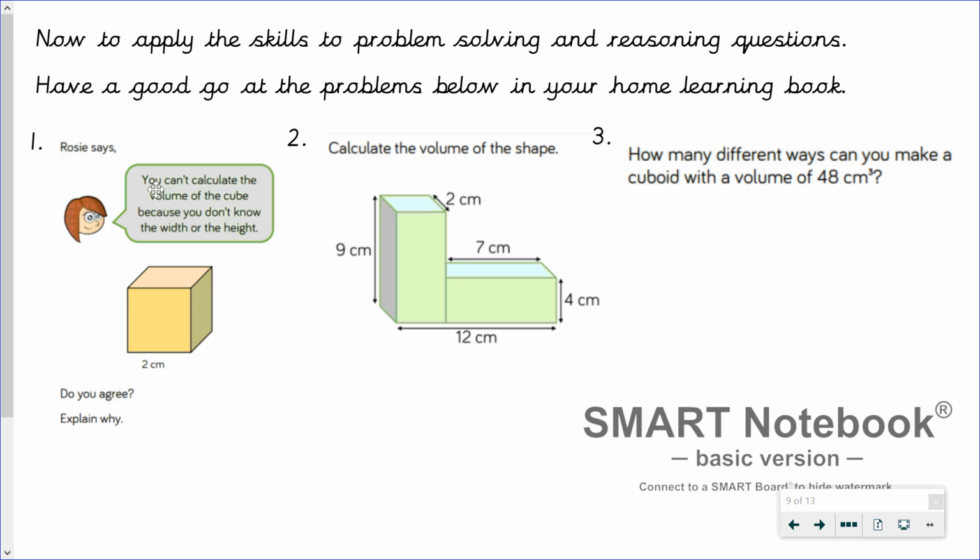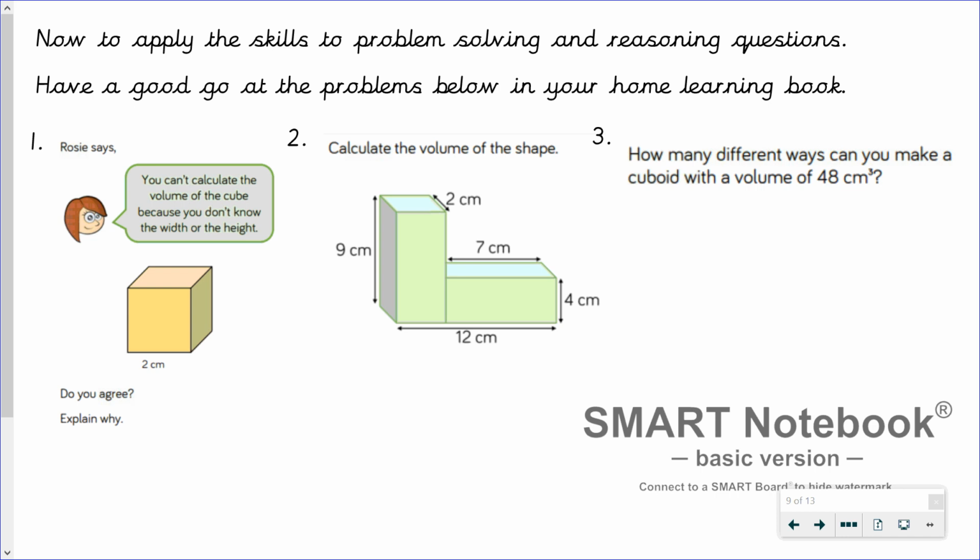So Rosie says you can't calculate the volume of a cube because you don't know the width or the height. Now, what do we know about a cube? So do you agree with her? Calculate the volume of a shape. Looks like I've got 2 cuboids here. So I wonder if I could use that to find some missing sides to help me out. So I can find the volume of both cuboids.